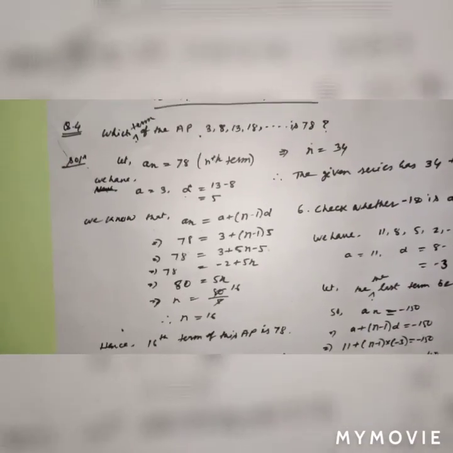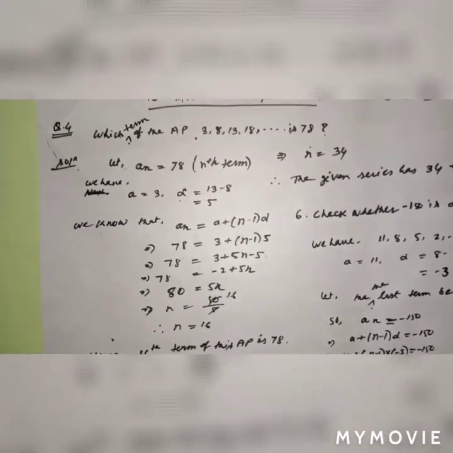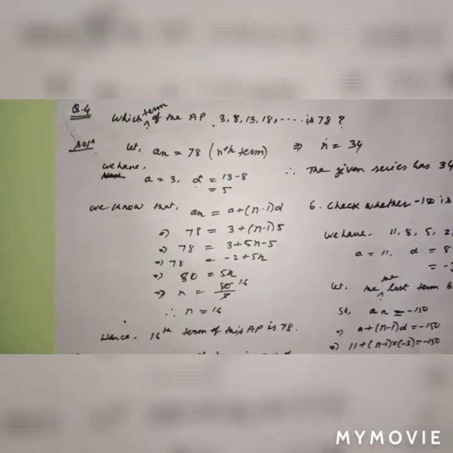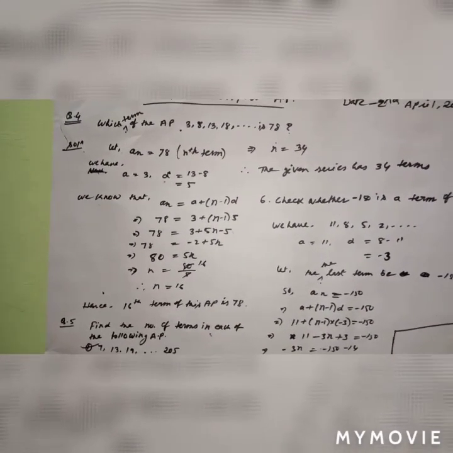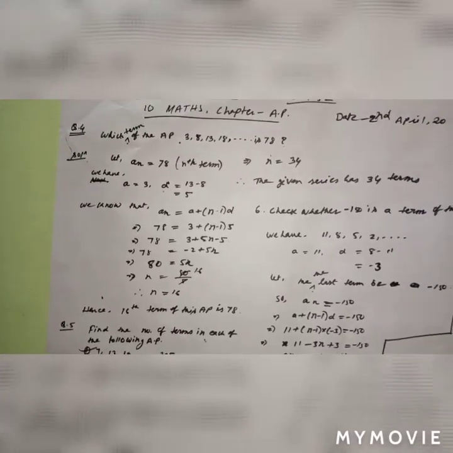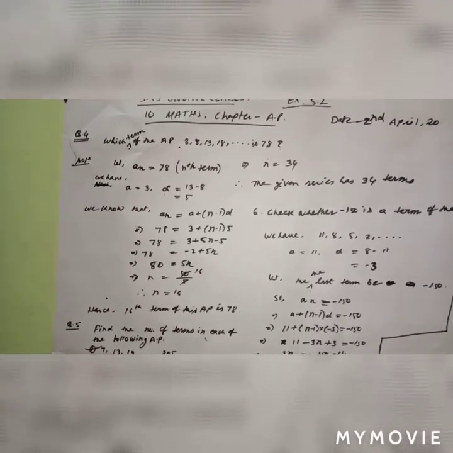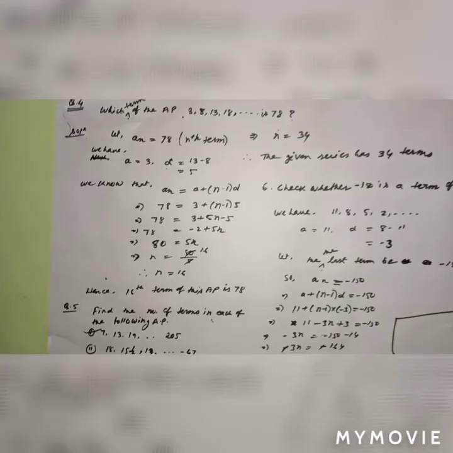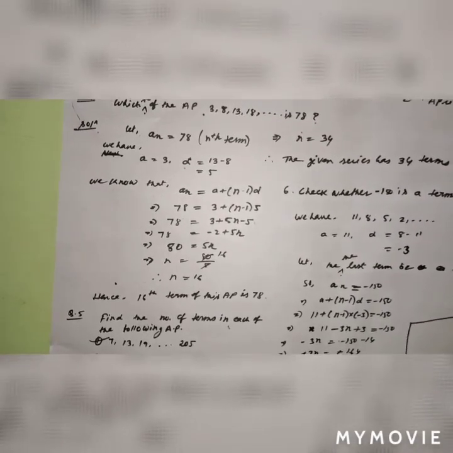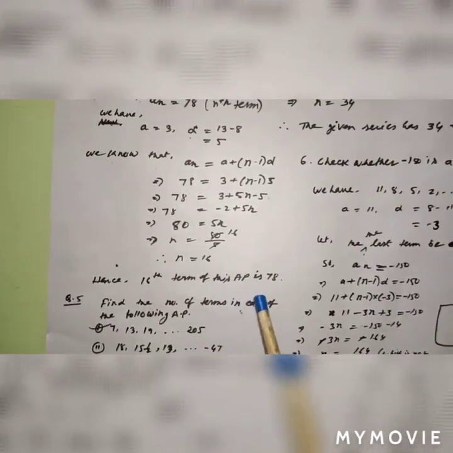What have we done? Simple. They are asking which term of the AP is 78. So we took the nth term equal to 78, put in the values using the formula a plus n minus 1 times d, and got n equal to 16. Hence the 16th term of the AP is 78.